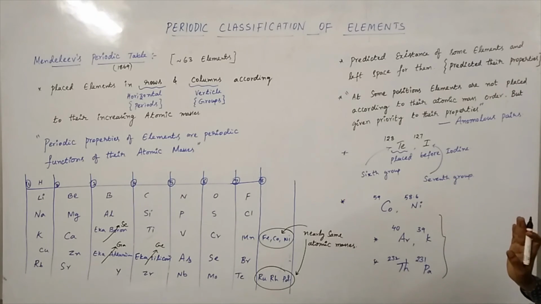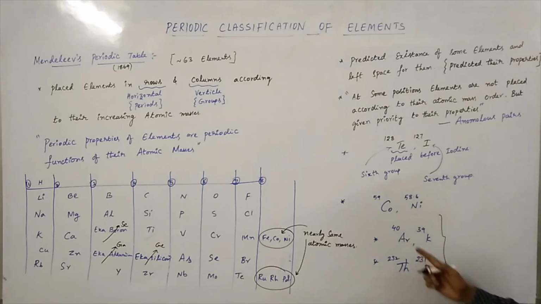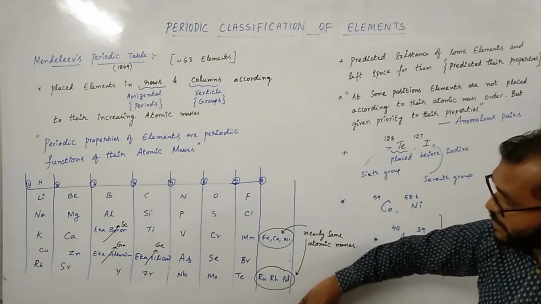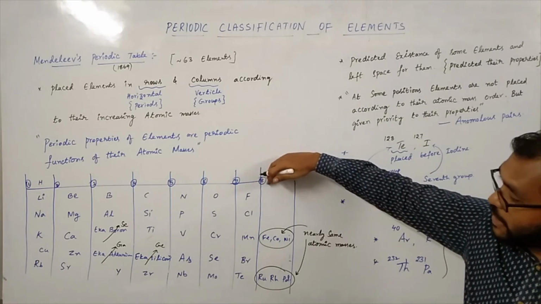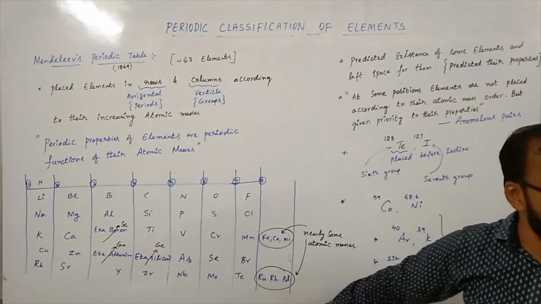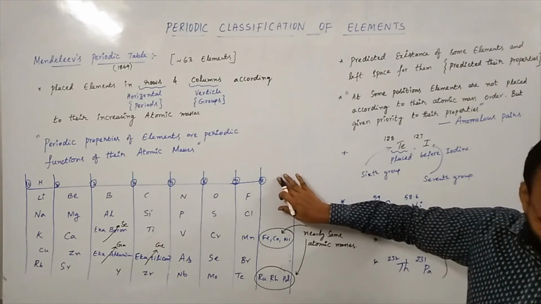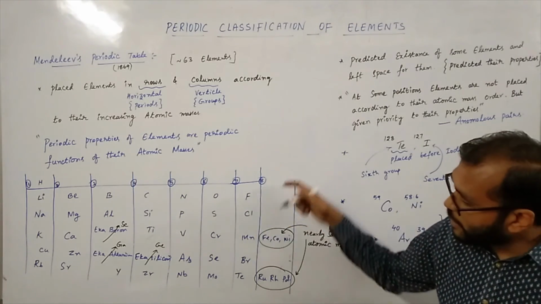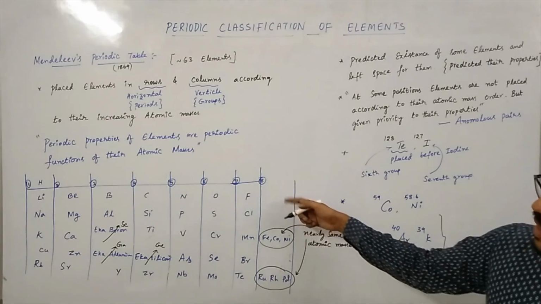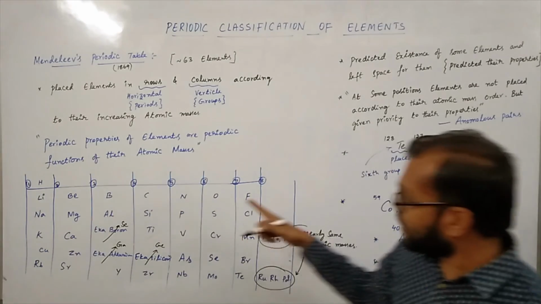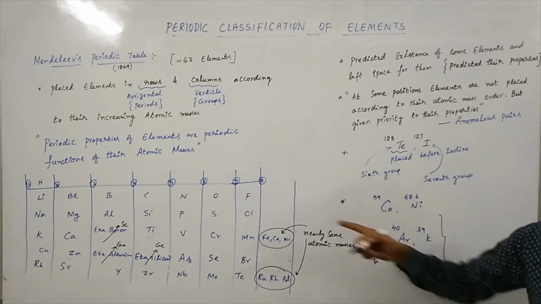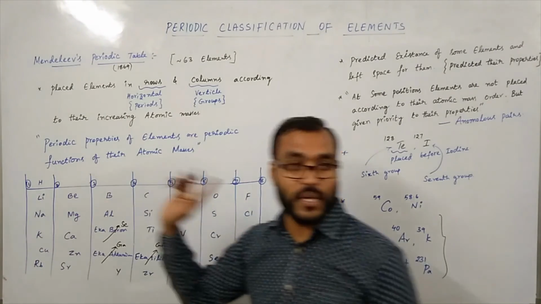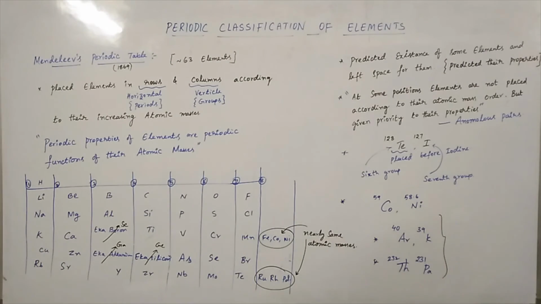No inert gases were found at that time, but after the discovery of inert gases, they just placed the inert gases in the 8th group. They perfectly fit the position. But when they placed inert gases, argon came just before potassium, whereas argon's mass number is 40 and potassium's mass number is 39. So that also created another anomalous pair.